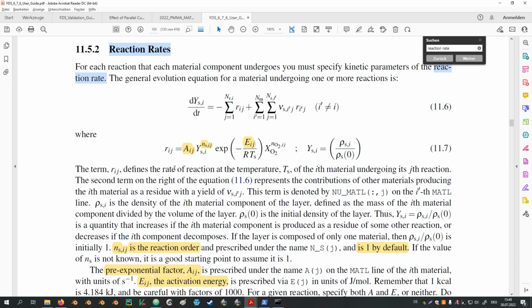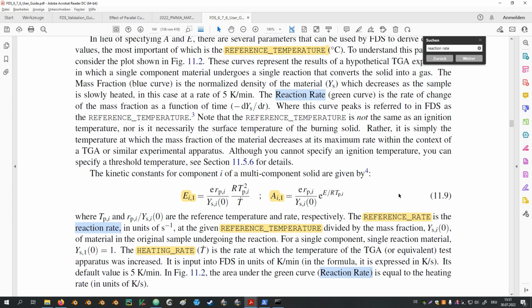In general, there are three parameters that we can change in the Arrhenius model to adjust the reaction rate. There is the pre-exponential factor A, the activation energy E, and also the reaction order N. FDS provides two different ways how the Arrhenius parameters can be defined. For the first way, the parameters can be entered directly. For the second way, reference parameters can be provided. FDS then internally transfers these reference parameters into the respective Arrhenius parameters. One needs to keep in mind that the reaction order for this method is always assumed to be 1.